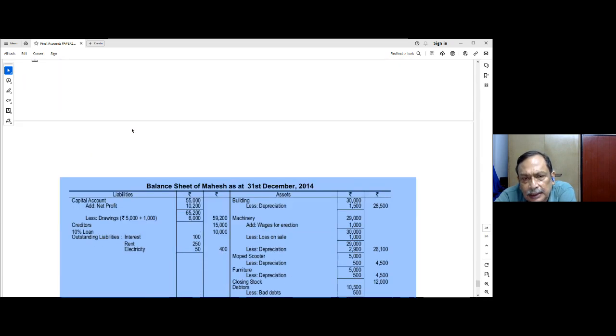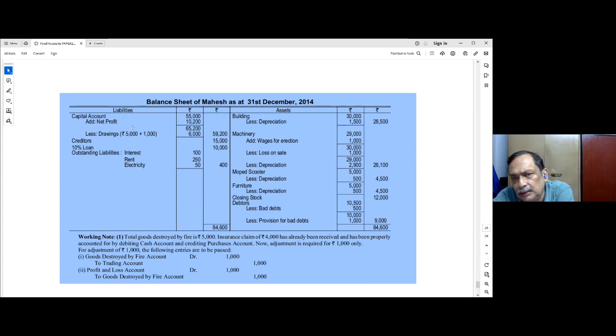Coming to the balance sheet, first let us do the assets. Building less depreciation, machinery. Wrongly, wages paid for the erection of machinery was taken into the wages account; that is adjusted, and wages for erection is to be added to the asset cost. Then there is a loss on sale of machinery deducted. Then we are going to deduct the depreciation.